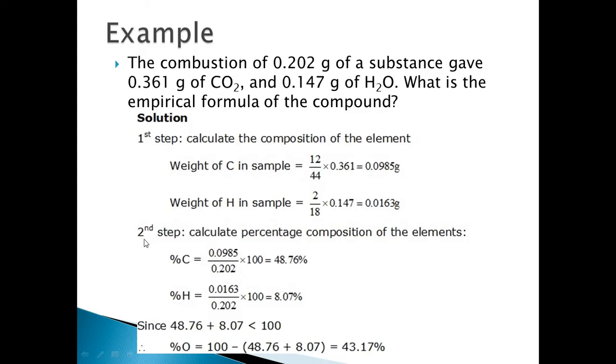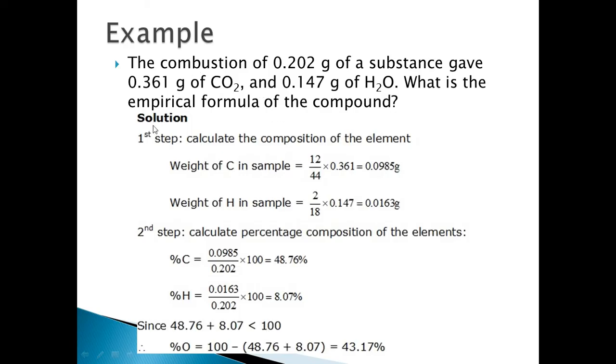Then the second step is to determine the percentage composition of each of these elements. Percentage carbon will be the amount of carbon divided by the amount of the compound, multiplied by 100. And this gives us 48.76%. Similarly, percentage hydrogen gives us 8.07%.